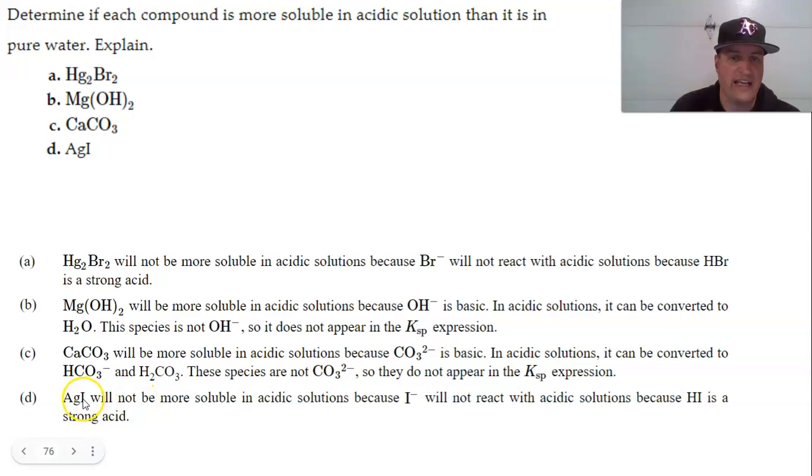AgI, again, we're looking at the anion. I- won't react because HI is a strong acid. It's not going to be pulled out of solution. It's just going to stay there and continue to not join with hydrogen.